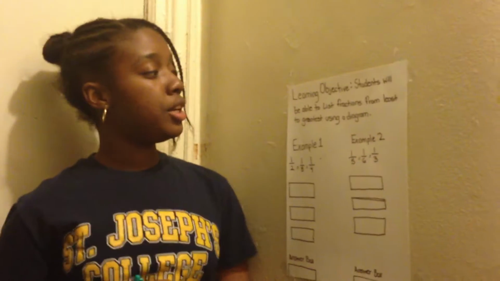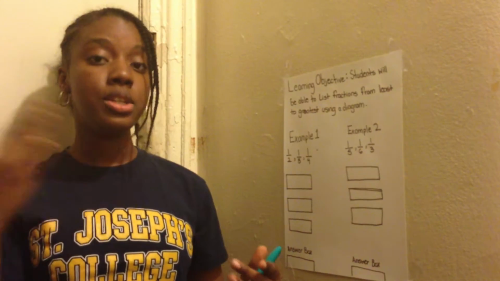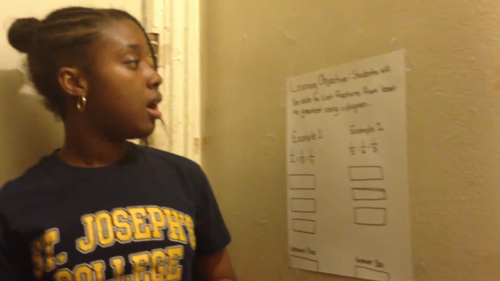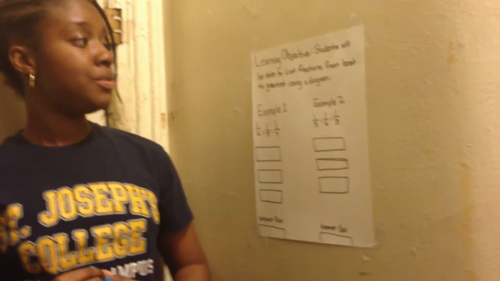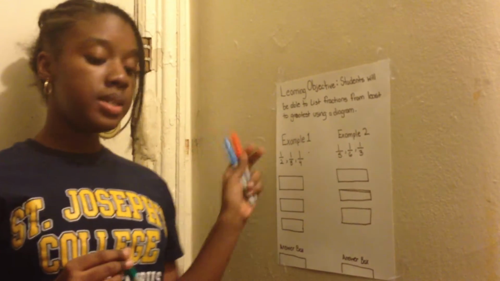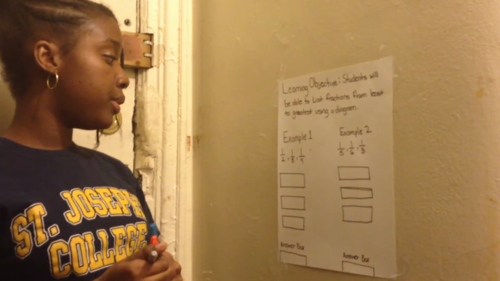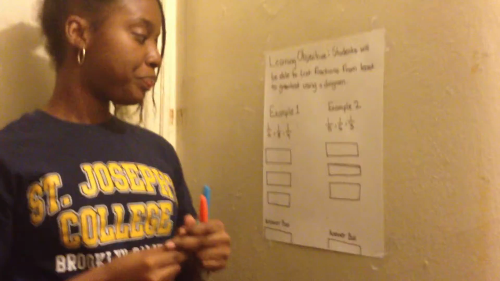All right. Wonderful. So, today we're going to learn about fractions and how we can list them from least to greatest. So, our learning objective is students will be able to list fractions from least to greatest using a diagram. So, for the first example, we're doing 1/2, 1/8, and 1/4.